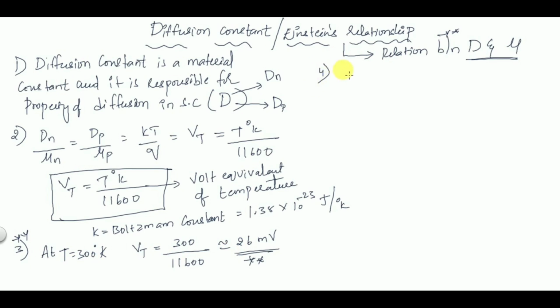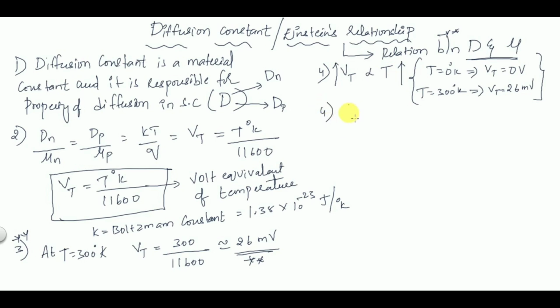Next, the fourth important point which you have to remember is that Vt is proportional to T. That is, as temperature increases, the volt equivalent of temperature also increases. At T equal to 0 degrees Kelvin, that is absolute temperature, Vt is equal to 0 volts, because 0 by anything is also equal to 0. At T equal to 300 degrees Kelvin, Vt is 26 millivolts. So for a high range of temperature variation, there is only a small variation in Vt. So this is the relationship which you have to remember.